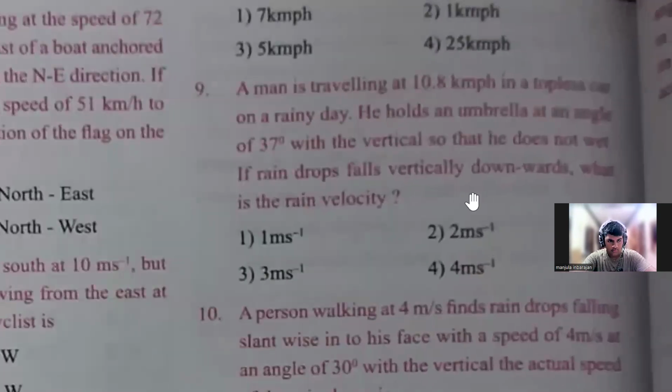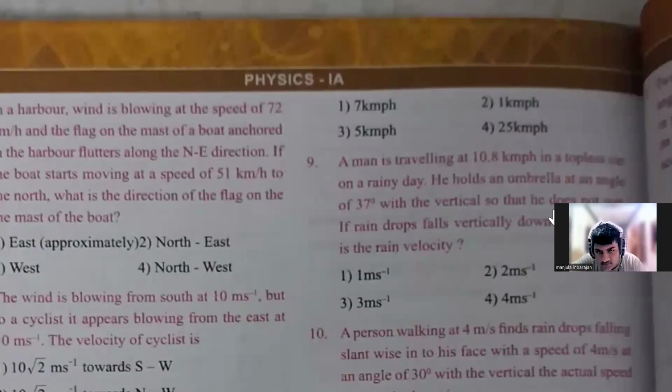Ninth question. 10.8 kilometers per hour they are given. Umbrella at an angle of 37 with the vertical. That is the relative velocity direction. Sine of that value is 4 by 5. No, no, tan of that is 3 by 4. Sine of it is 3 by 5. Draw a triangle and then get the answer. Just a minute, sir. Rain falls vertically downwards.